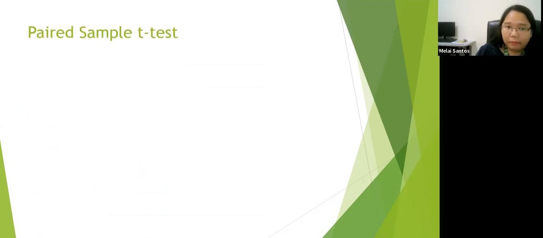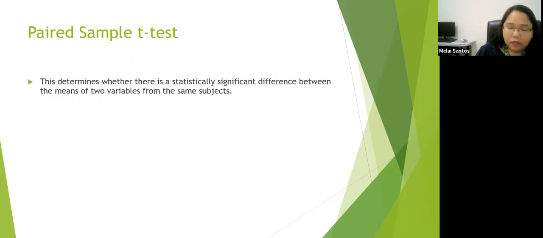Now, for the paired samples t-test, this determines whether there is a statistically significant difference between the means of two variables from the same subjects. So it's the same people that you are using as your respondents, but they have two sets of data, pre-test and post-test, something like that. Is there a significant difference in the results of my pre-test and my post-test? Because you did something in the middle. That's quasi-experimental research.